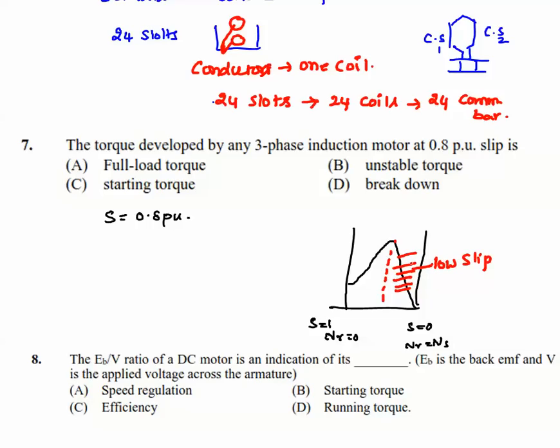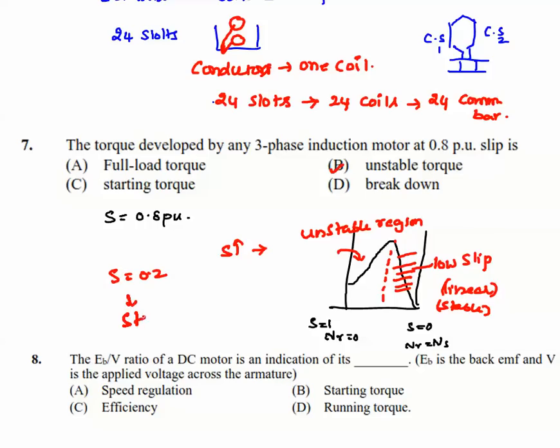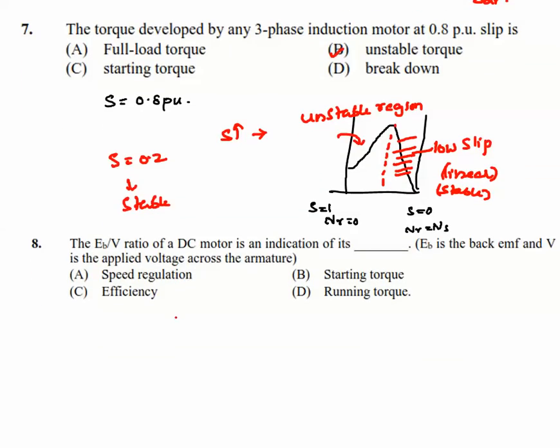where the characteristics are similar to linear characteristics. As the slip value increases, we have this as the unstable region, and here we have the stable region. As the slip value increases, we get an unstable region. So here we have unstable torque produced because the slip is 0.8. Suppose the slip is say 0.2, then we can say it's a stable region. And the next question on the screen is the 8th one.